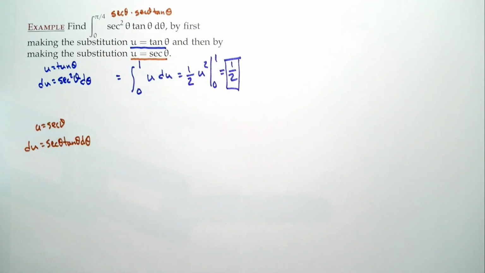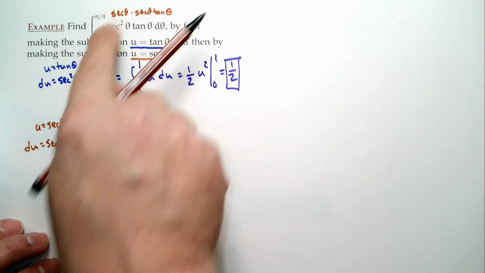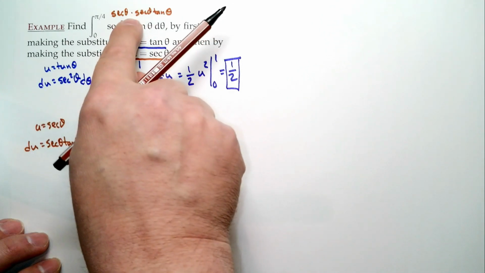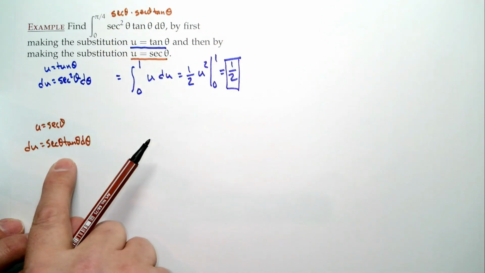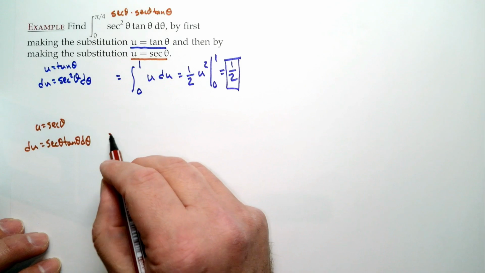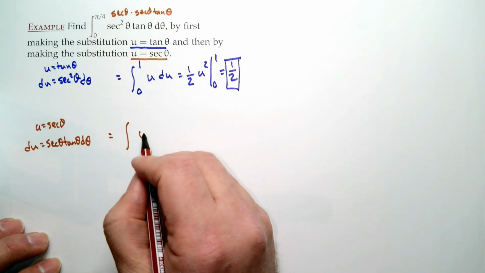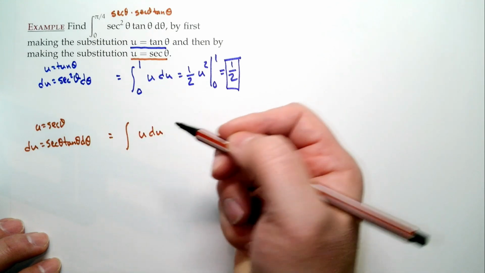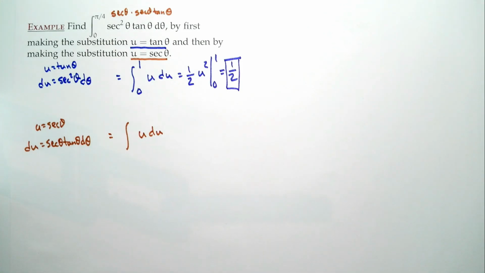Now we say, oh, that's not so bad. We say the first secant theta, that could be our u. The rest of it goes into our du. So this again becomes the integral of u du. You're like, okay, no big surprises. But what about our bounds? Let's plug in. When you plug 0 into secant, what do you get? Secant of 0 is 1.